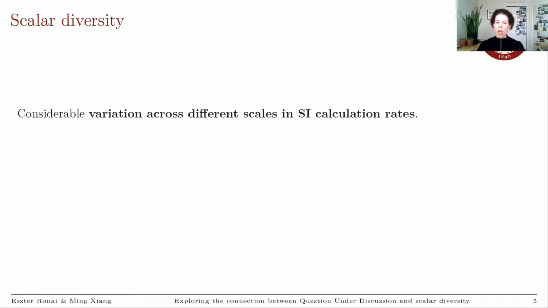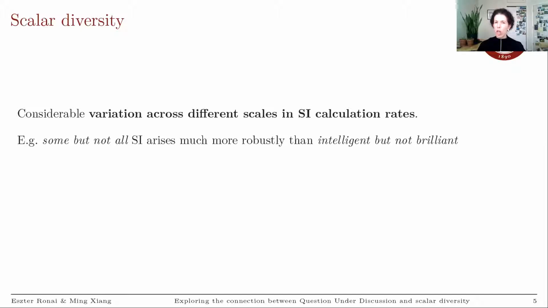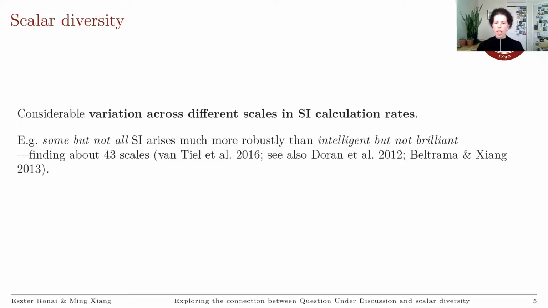As I said, it was relatively recently found that there is considerable variation across different scales in the rates at which these scalar inferences are calculated. For instance, the some but not all scalar inference has been found to arise much more robustly than the intelligent but not brilliant inference. To give you a sense of the scope of this phenomenon, experiments have been conducted on roughly 40-something different scales, and they found that all of these scales differ dramatically from each other in the rate at which they give rise to SIs.